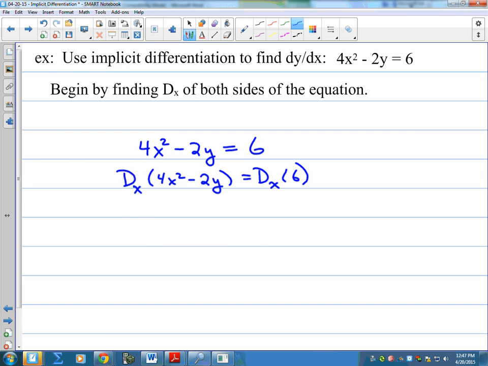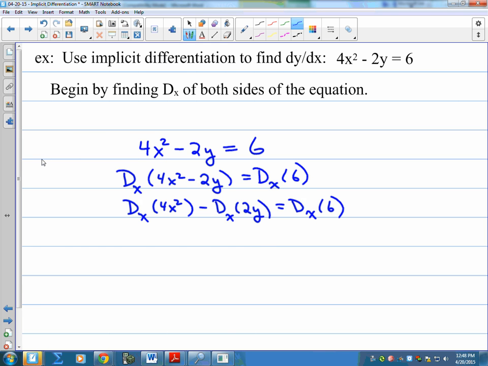Because we have rules that say I can split up the derivative on the left side because it's subtraction, I'm going to break this up into the derivative of 4x squared, minus the derivative with respect to x of 2y, and that equals the derivative with respect to x of 6. In fact, you can go directly to that second step in the future if you like. Whenever it's a derivative of something that's in terms of x or a constant, it's a normal derivative. In other words, for my first term, I'm just going to go straight across and evaluate.